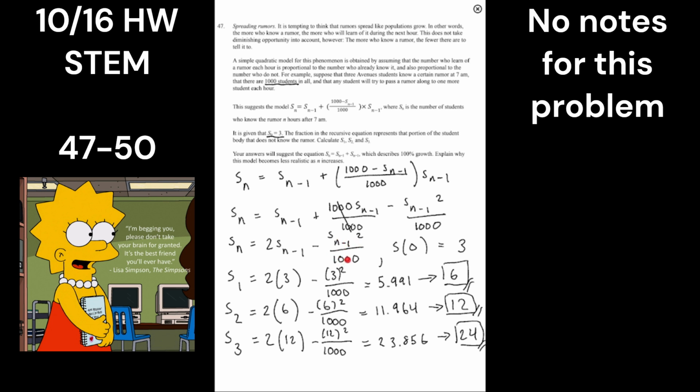squared over 1,000. And the reason why it's saying that, and if you can see here that it looks like it works, right? 6 times 2 is 12, 12 times 2 is 24, is because the number, like 3 squared over 1,000, that's 9 over 1,000, is so negligible, or like 36 over 1,000 is so negligible that you would round up, right? Because you can't have portions of people knowing.